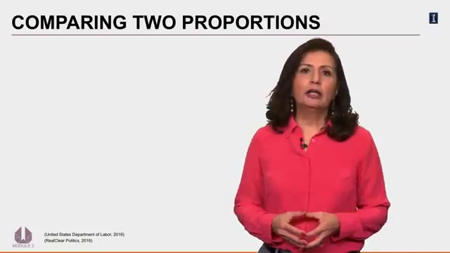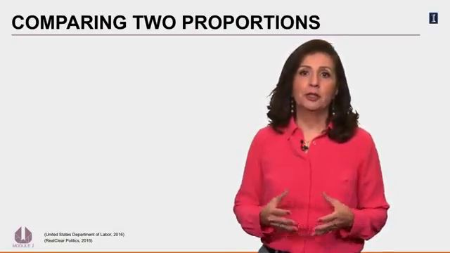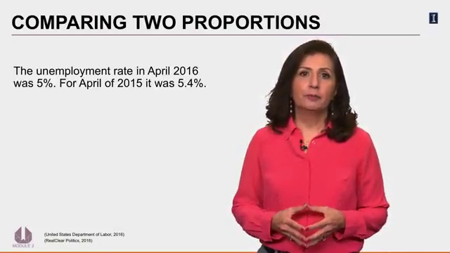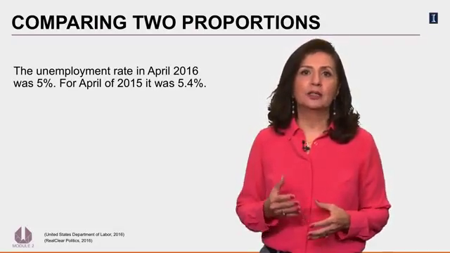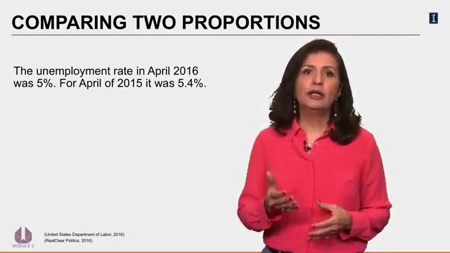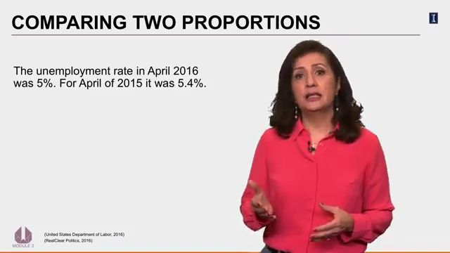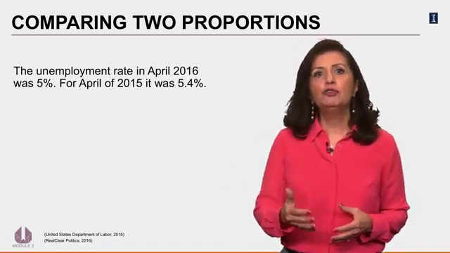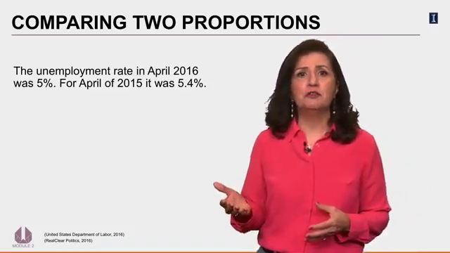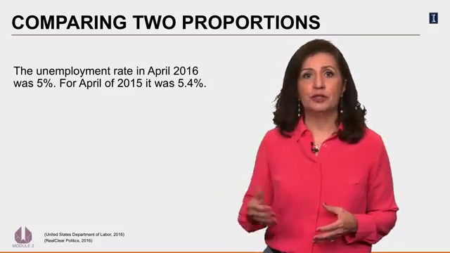We often are collecting, reporting, or reading about the proportions of two populations. Here are a couple of examples. Employment rate is reported as the proportion of individuals in the nation who are unemployed. So when you look at the unemployment rate of April of 2016, you see that it is 5%. You may want to know if that number is significantly different than April of 2015 when it was 5.4%.